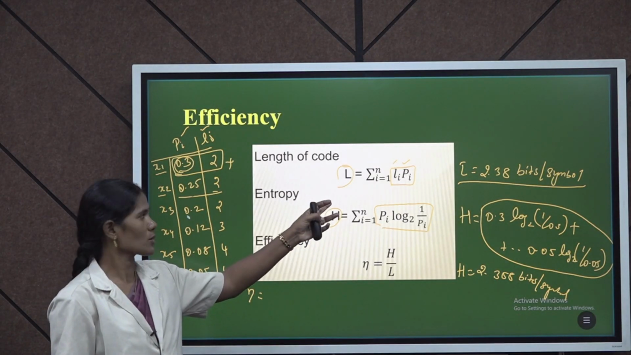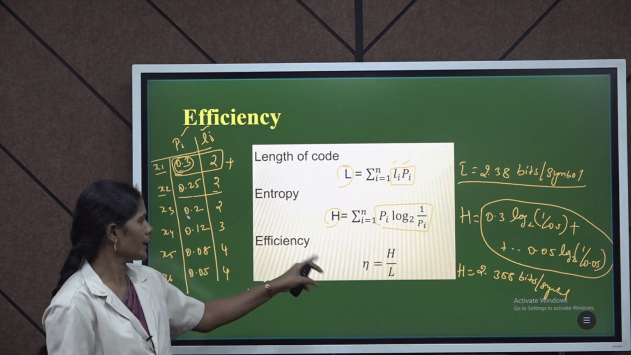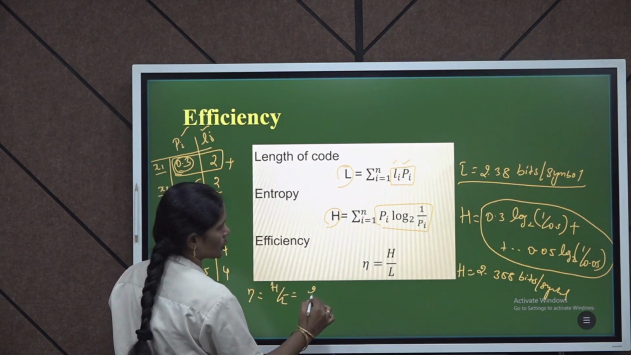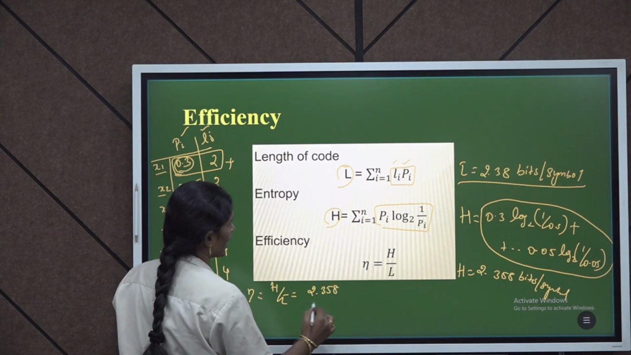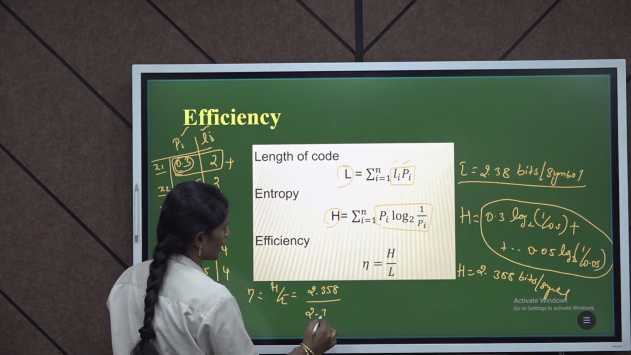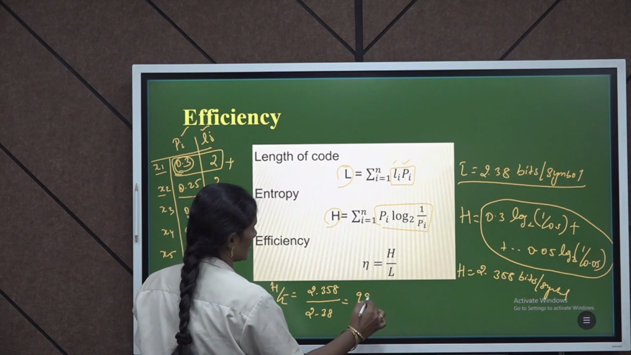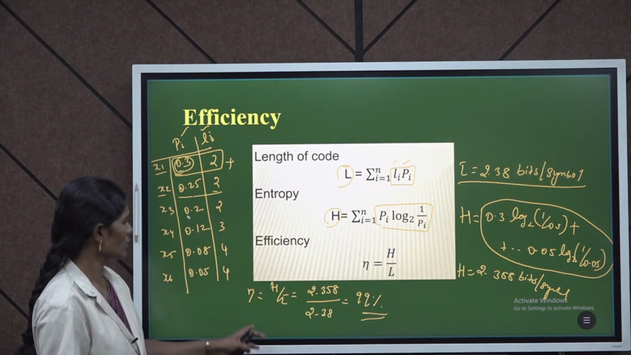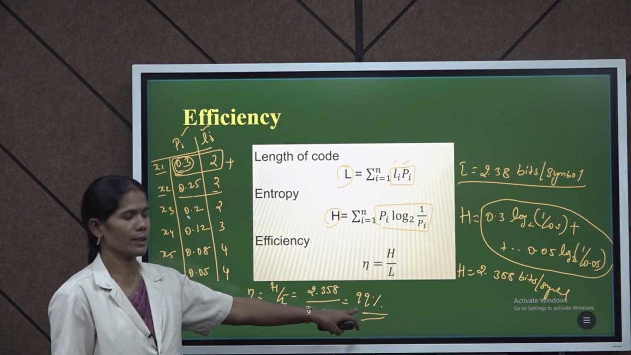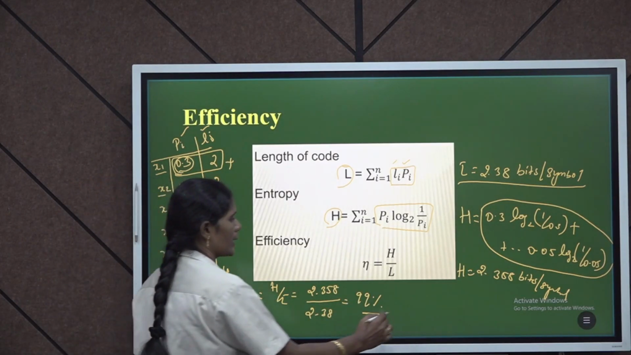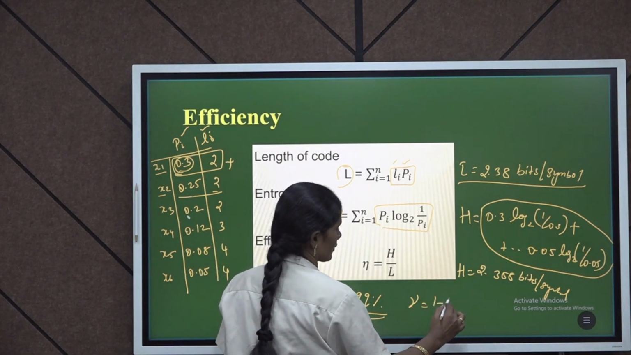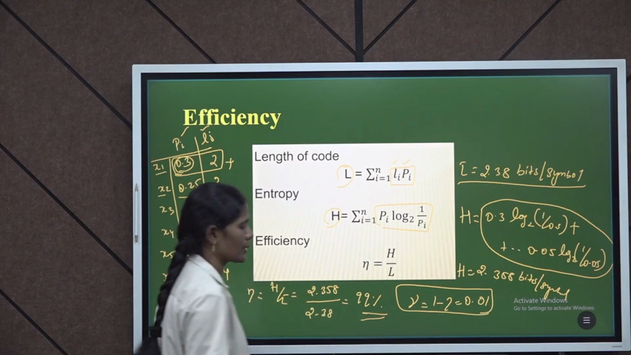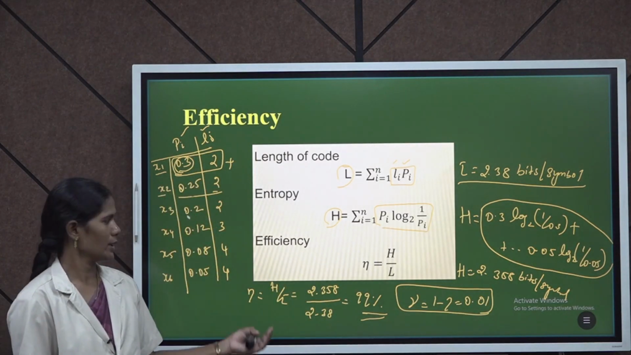By using this average code word length and entropy, we can find the efficiency eta equal to H bar by L bar. So H equal to 2.358 and L bar equal to 2.38. So the efficiency is 99%. So in this Shannon-Fano code also we get the efficiency of 99%. So the redundancy, equal to 1 minus eta, is 0.01 here.